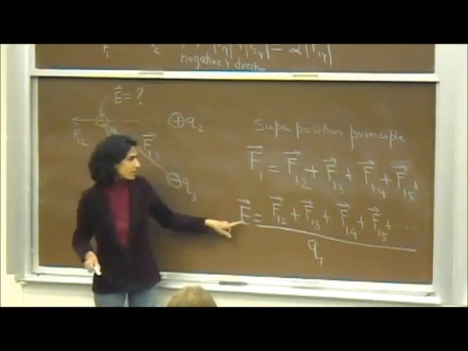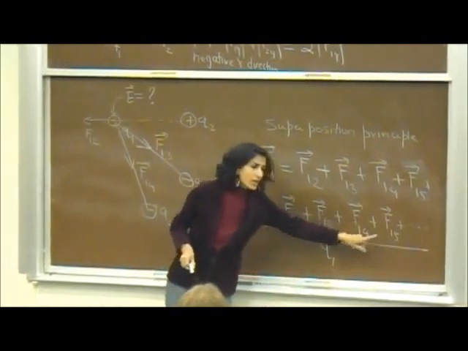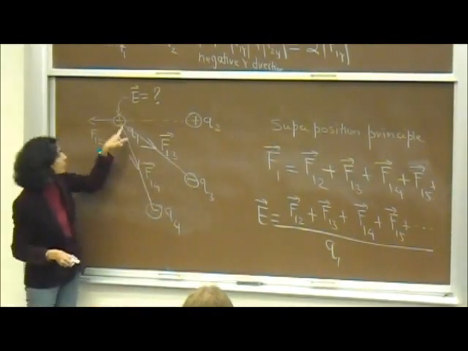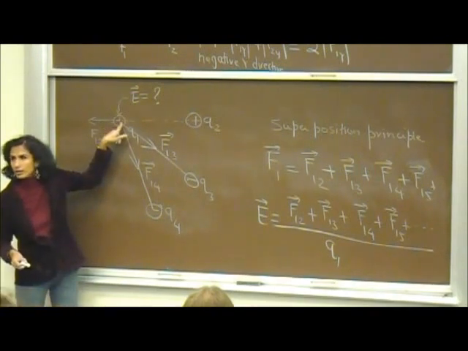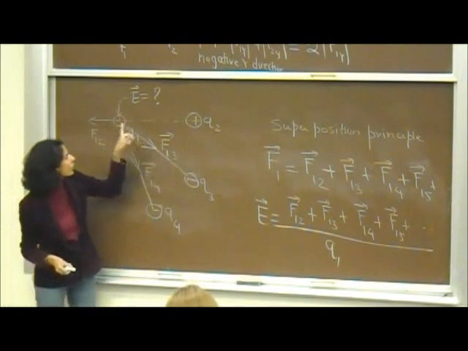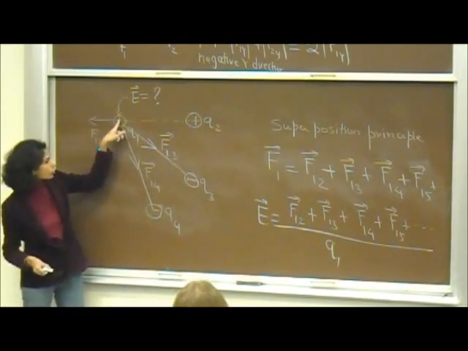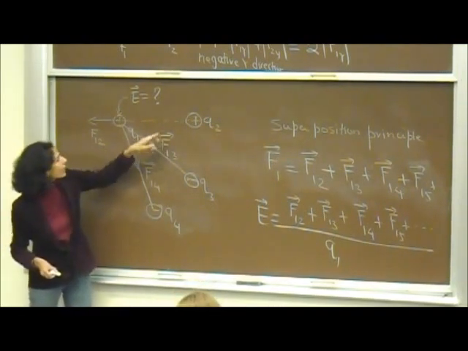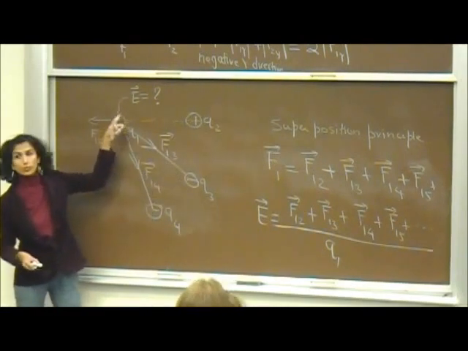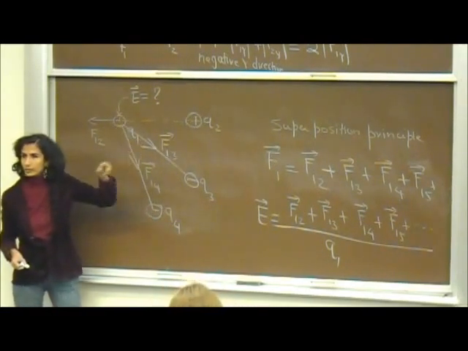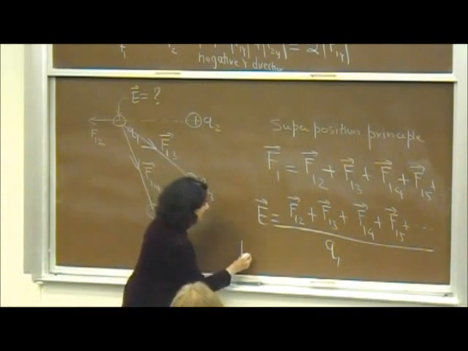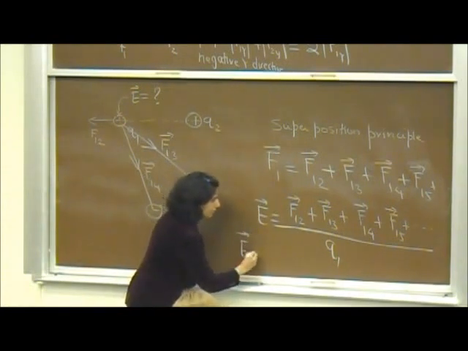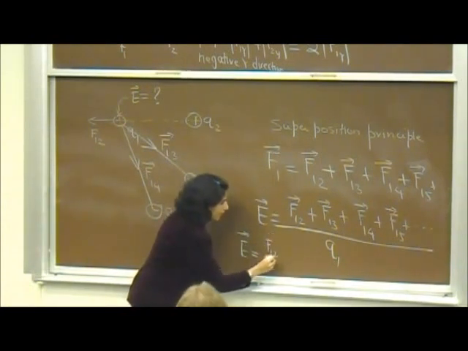Because the force on that charge is due to all of the other charges, not due to itself. You see what I'm saying? Q1 is not exerting a force on itself. So when you try to find the force on Q1, that will be due to Q2, Q3, and Q4, and not due to itself. Right?